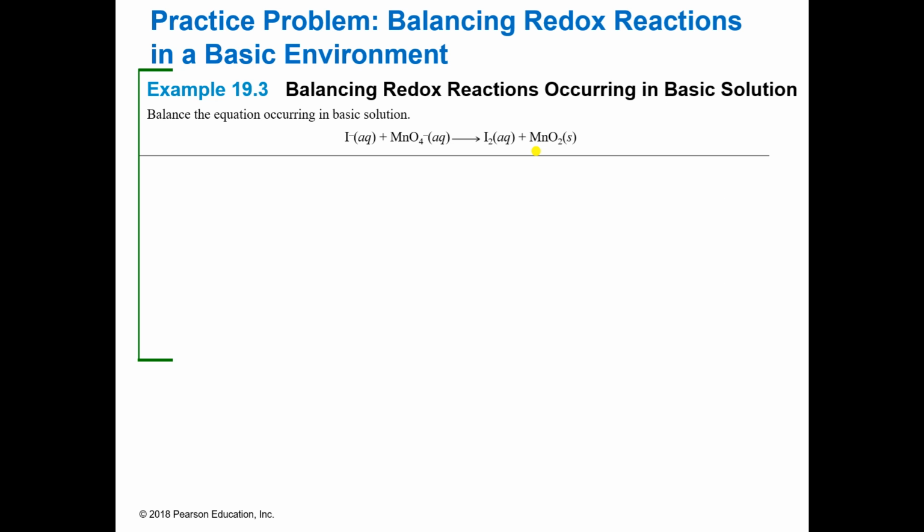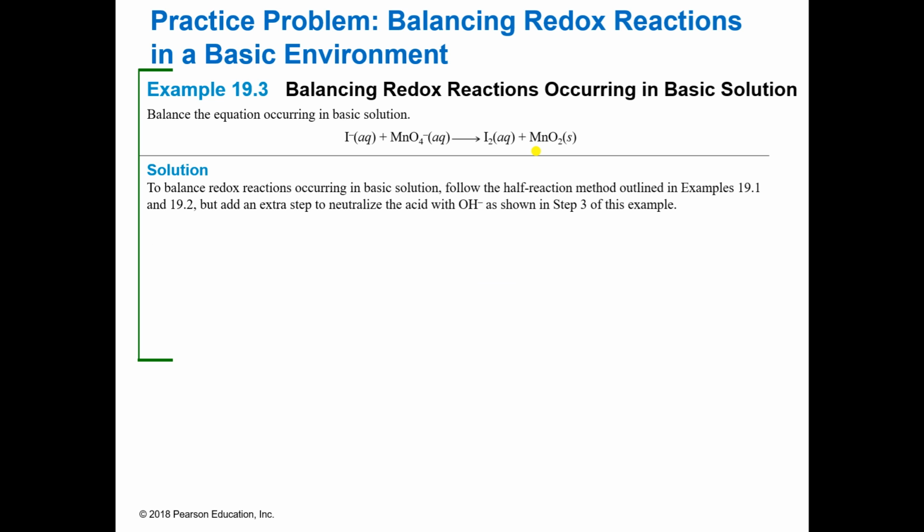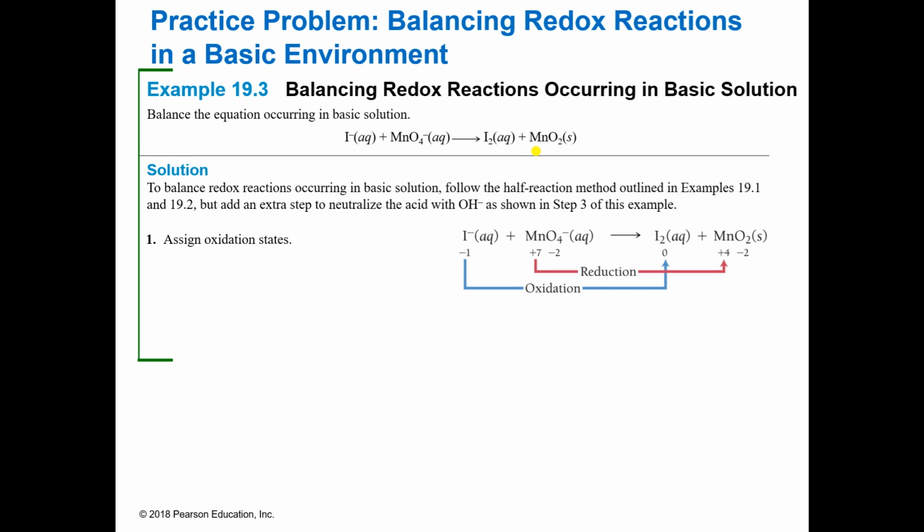Okay, now we're going to talk about balancing in basic solutions. The only difference here is we have one extra step if it's basic solution than we would if it were acidic or neutral solution and there were oxygens involved. So we're going to do the same thing. We're going to assign the oxidation numbers. I minus takes on the oxidation number equal to its charge, -1. And in its standard state, I2, which is its free state, it takes an oxidation number of 0.